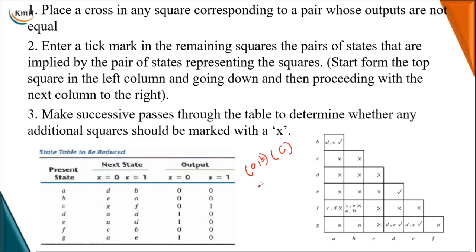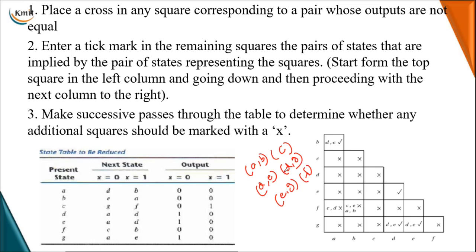Next, D is compatible with E, so DE is compatible. DG is also compatible. Next, we also have one more, which is EG, which is compatible, whereas EF is not compatible. So these are the actual states which are compatible, and F is an individual state.